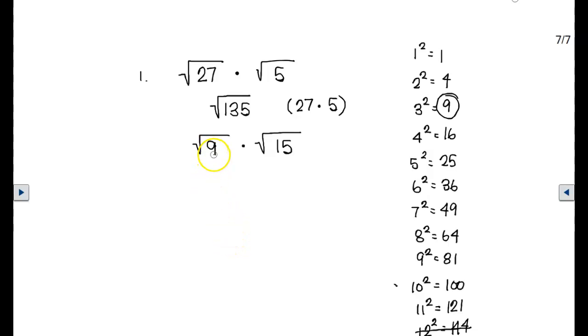Okay, square root of 9, what can I multiply times itself and get 9? The answer is 3. What can I multiply times itself and get 15? I don't know, so I leave that alone. So my final answer would be 3 square roots of 15.